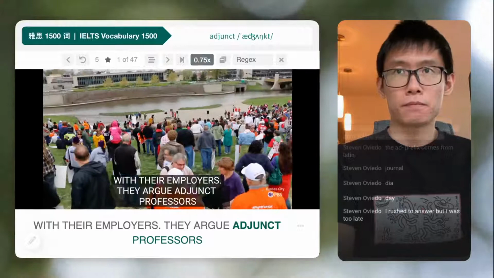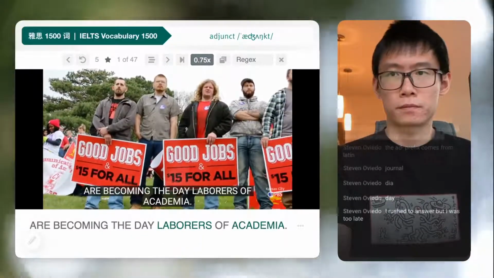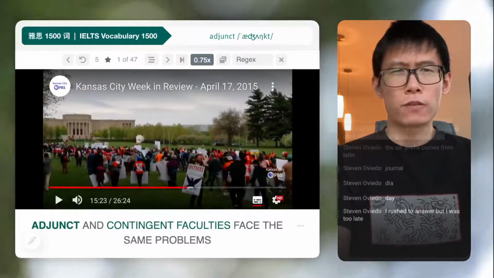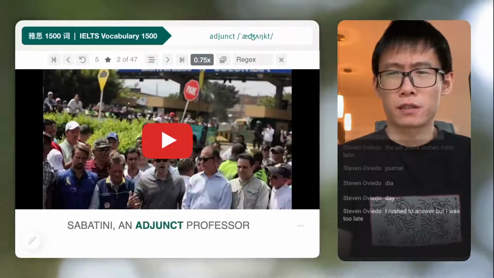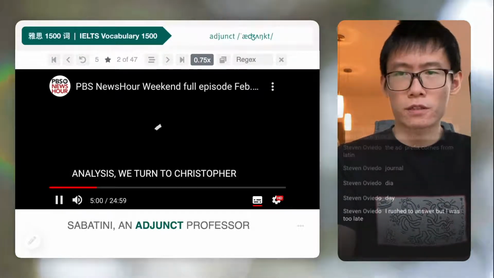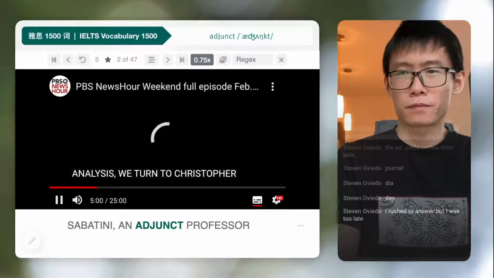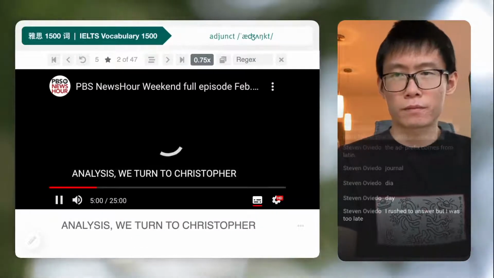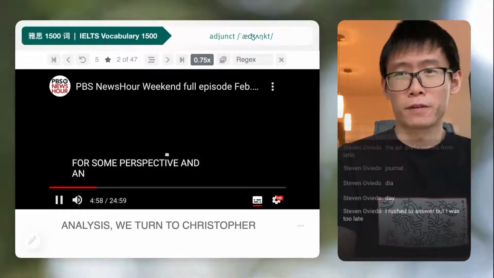With their employers, they argue adjunct professors are becoming the day laborers of academia. So professors are paid $15 an hour? That's crazy. That's insane. That's just not right. But then I thought Americans pay a lot of tuition. Where did the money all go?